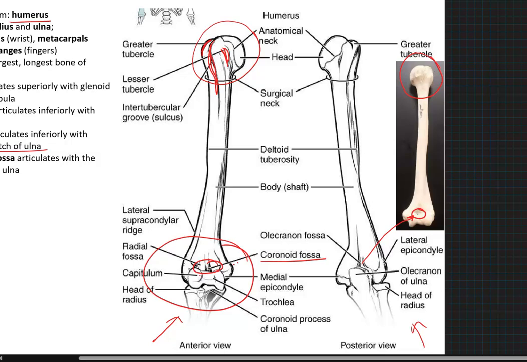Now this is the medial epicondyle, the attachment for muscles that mostly move your wrist and fingers.